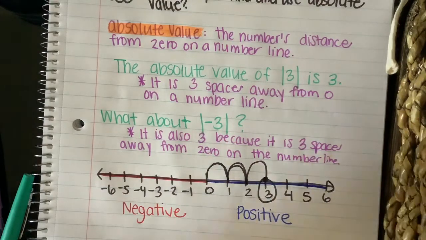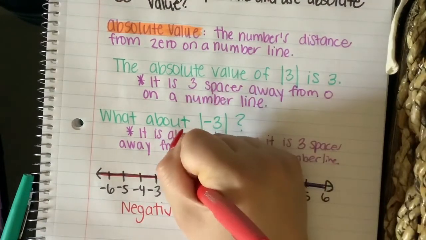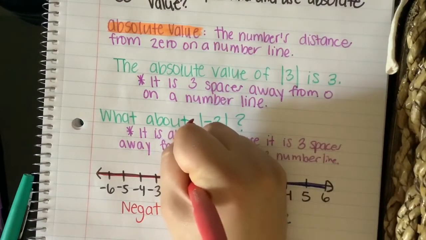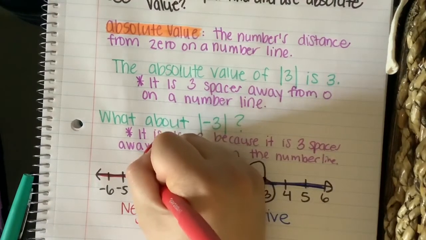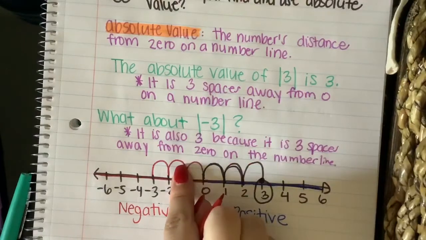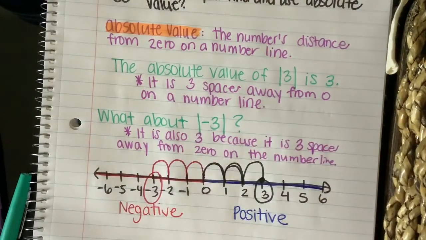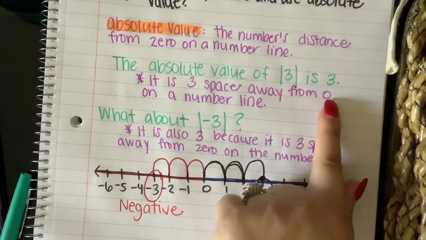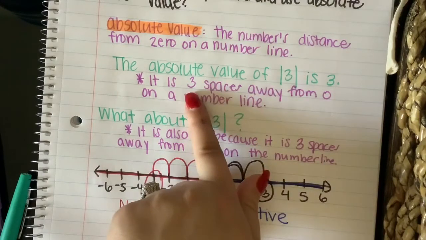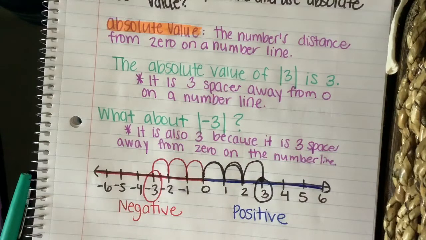I'm going to do that in a different color so we can easily identify it. Here I go. 0 to -1, that's 1. -1 to -2, that's 1. -2 to -3, that's 1. 1, 2, 3 spaces away from 0 on a number line. So again, no matter whether you have the absolute value of +3 or -3, you would still have 3 because it's 3 spaces away from 0 on a number line.